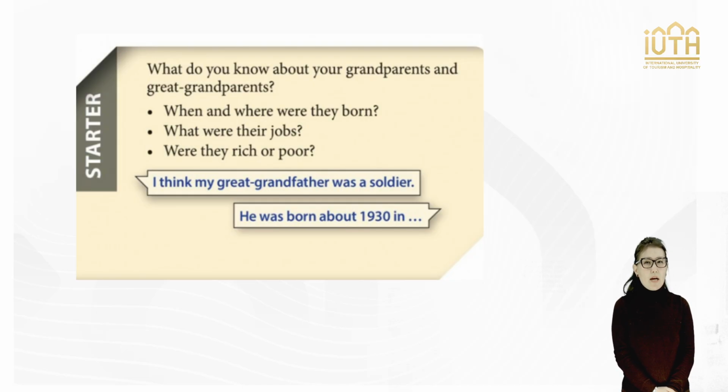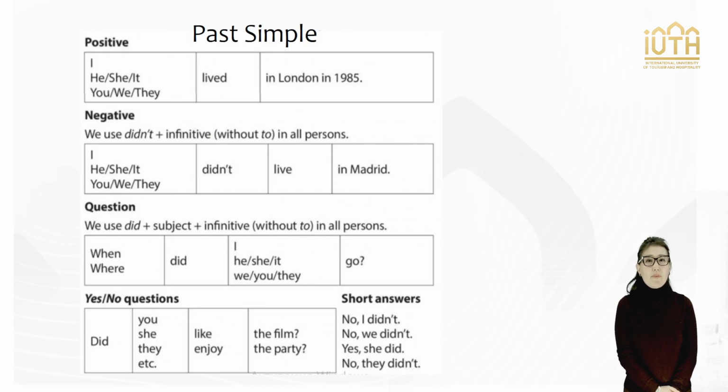Understanding our family's past not only connects us to our roots, but also provides excellent examples for practicing the past simple tense. When we talk about our ancestors, we use the past simple to describe their lives and experiences. For example, my grandfather was a soldier, or my great-grandmother was born in the 1920s. These sentences use the past simple tense to talk about completed actions or events in the past. Let's dive into our lesson on the past simple tense.